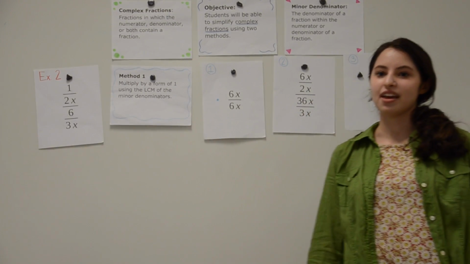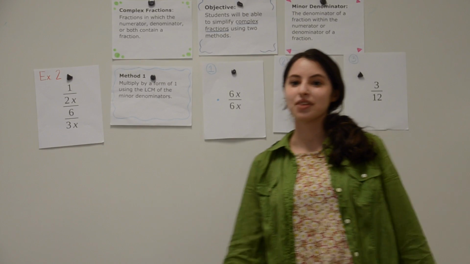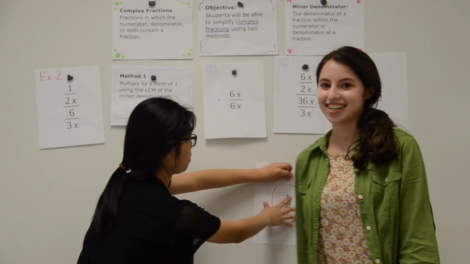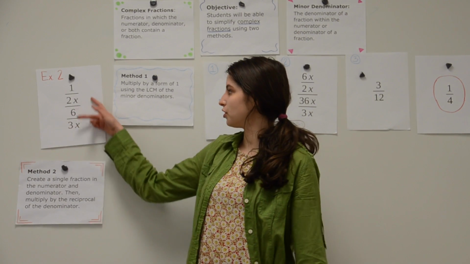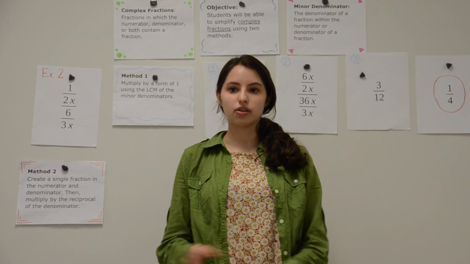3 over 12, and that can be further simplified to 1/4. That is your answer. Method 2. In this example, method 2 does not have too many steps because the fractions in both the numerator and denominator are single fractions. They only have one term each.